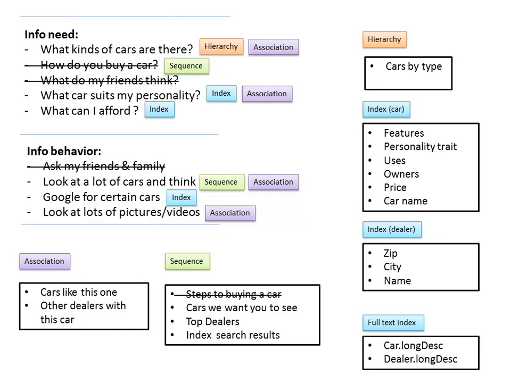I want to go from something. Is it the car, the cars that are 20,000? Give me the right, so what I can afford.